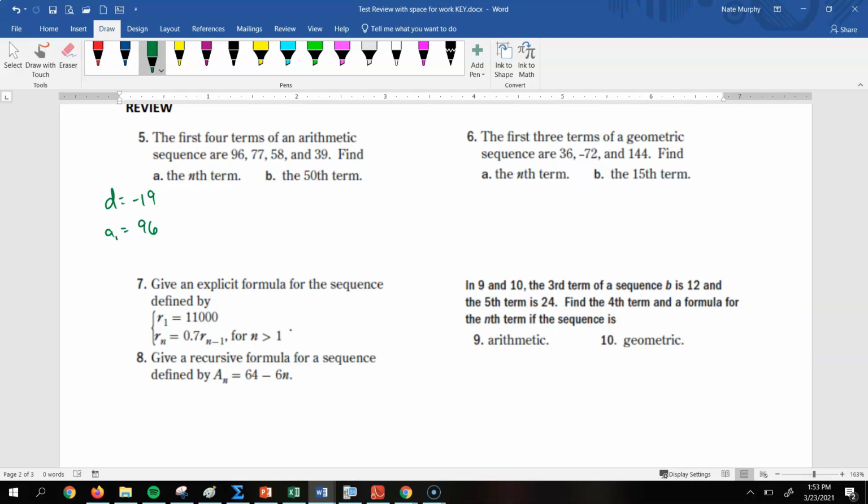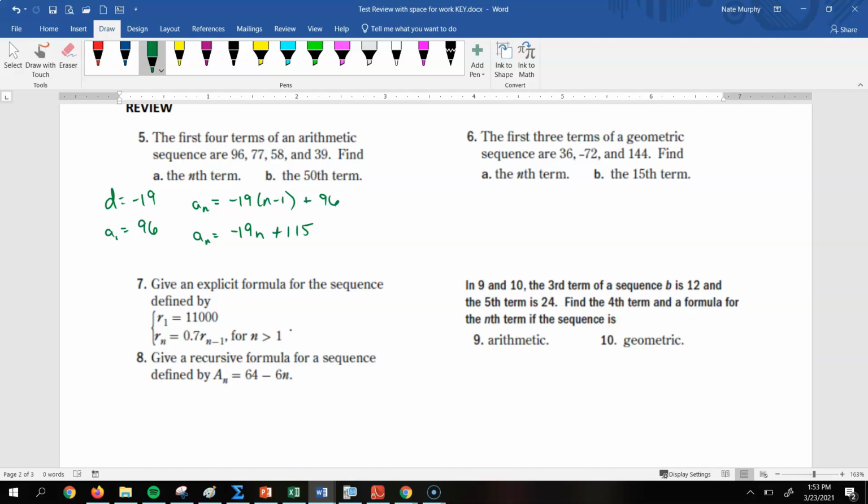And so we're going to set this up to say that a sub n equals our constant difference, which is negative 19, times n minus 1, plus the first term, which is 96. Now, you could simplify that, which is what I want you to do on the test. It would be negative 19n. Then negative 19 times negative 1 is positive 19, and combining that with 96, I get 115. So this would be my best explicit formula to find any term in the sequence.